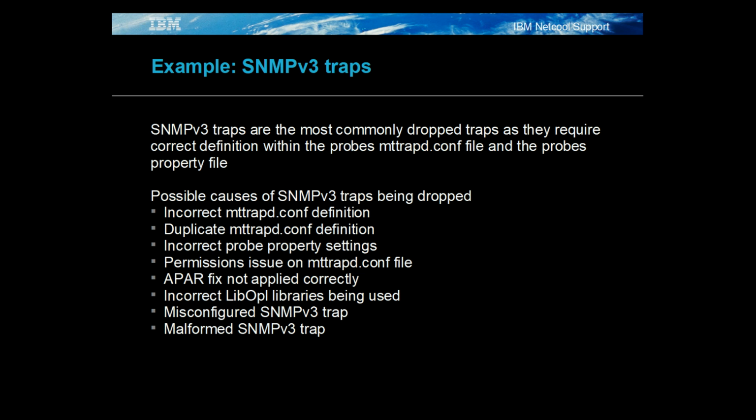Typically, SNMP v3 traps are dropped due to some issue with the probe's configuration. This type of issue is not related to malformed traps, but can display the same problems. First, check that the SNMP v3 trap can be viewed correctly in Wireshark using the given user and security details. Then check the probe's configuration.